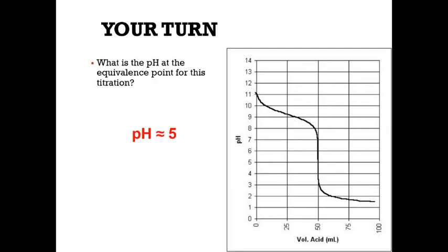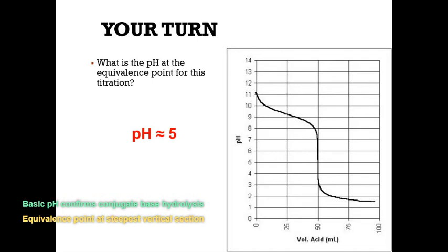Perfect. You found pH 5 at the equivalence point. This confirms what we said about weak acid strong base titrations. The equivalence point is definitely above pH 7. Here's why. When the weak acid is completely neutralized, you're left with its conjugate base in solution.